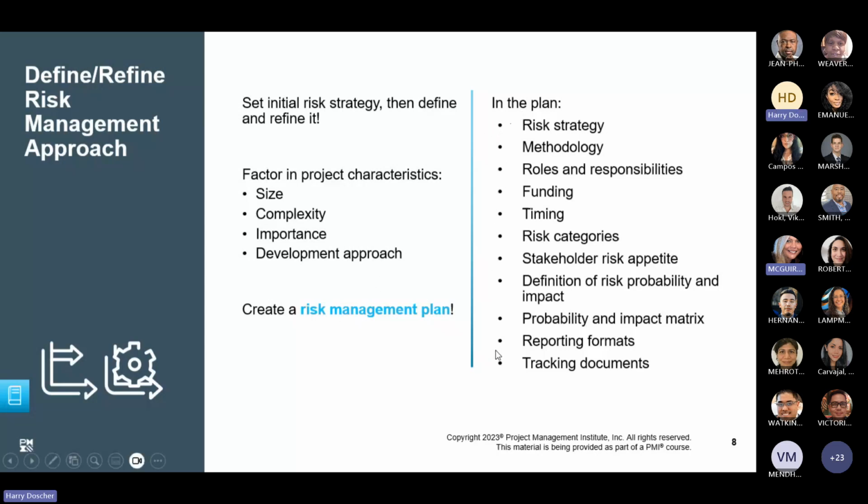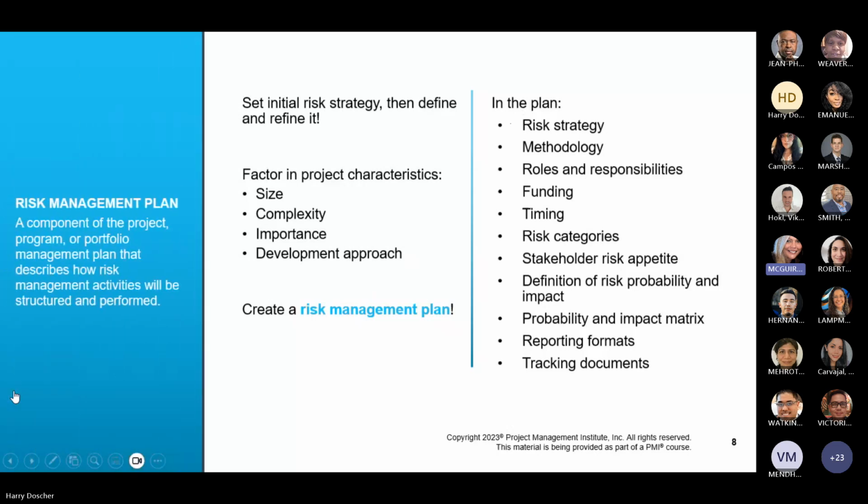These are the minimum components that you need to consider for the risk management plan. The strategy, the methodology, roles and responsibilities. You know, who do you have to escalate to? Funding that you have for the project, timing when the project needs to be delivered, the risk categories that you have, stakeholder risk appetite, and the rest of these. This is again, if you win the lottery and then the next day you get hit by a bus. Notice that the risk management plan is a component of the project, program, or portfolio management plan.